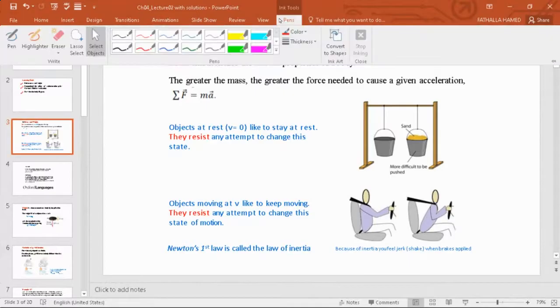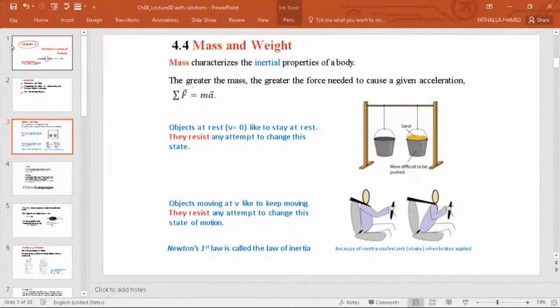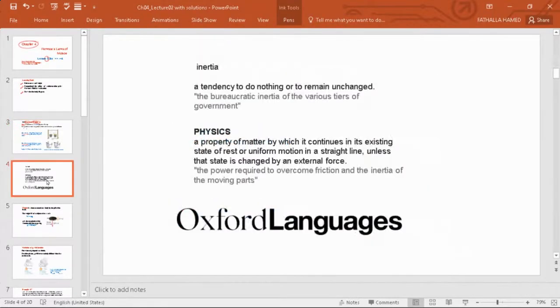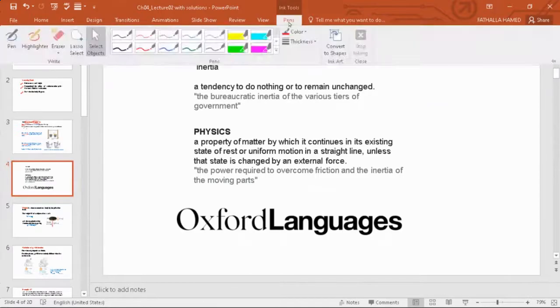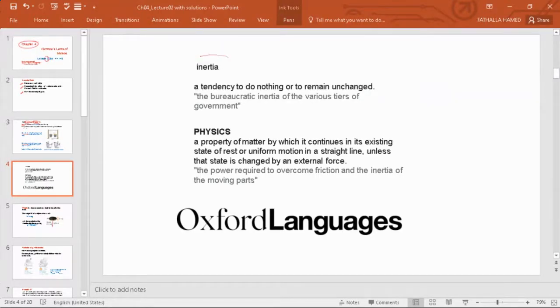So the first thing that we're going to deal with here is basically the difference between mass and weight. And we state at the top here, mass characterizes the inertial properties of a body. So we call that inertia. And I went to Google and I looked at Oxford Languages just to give you the meaning of this word. We call it inertia.